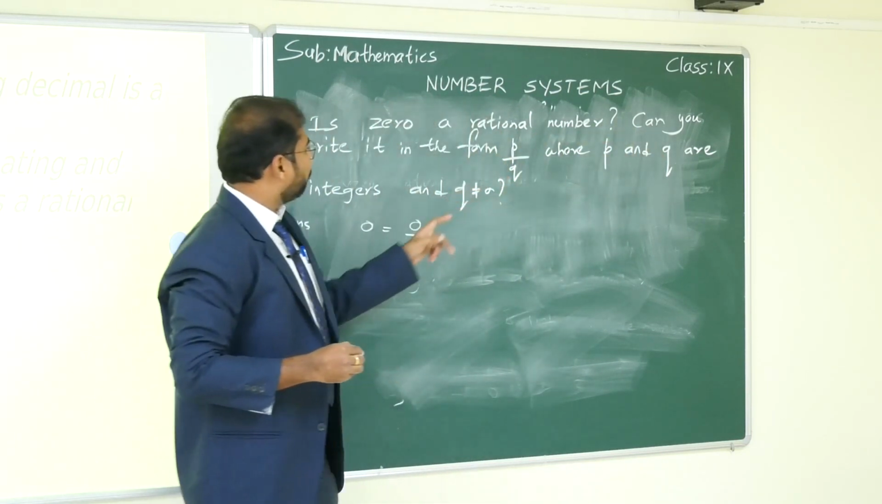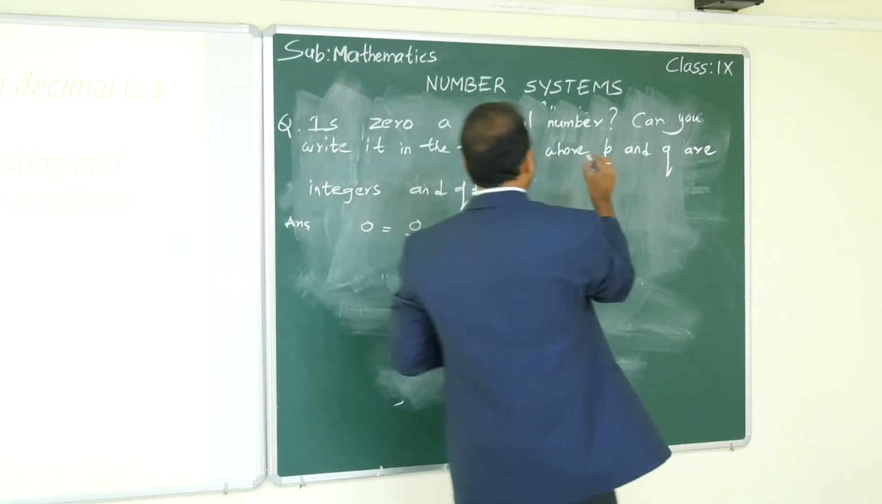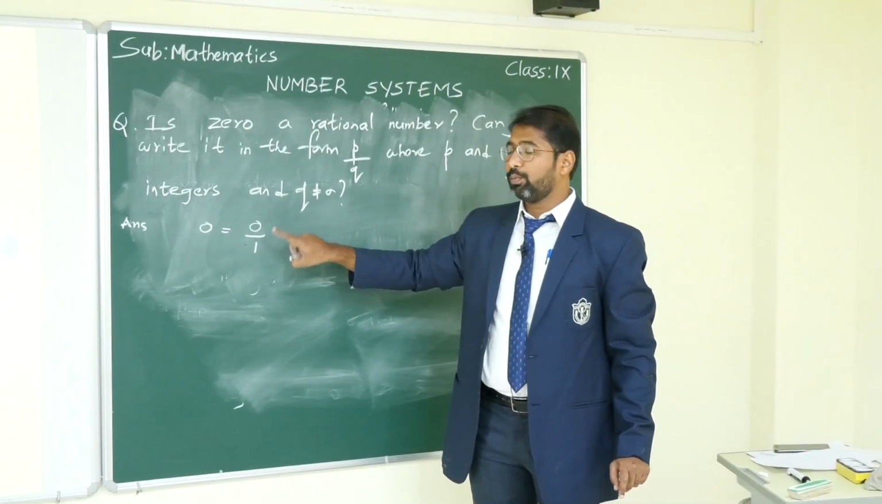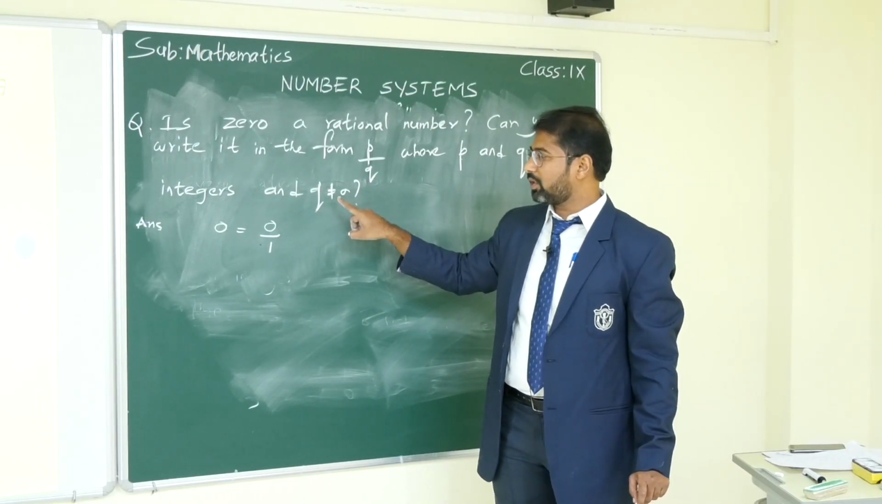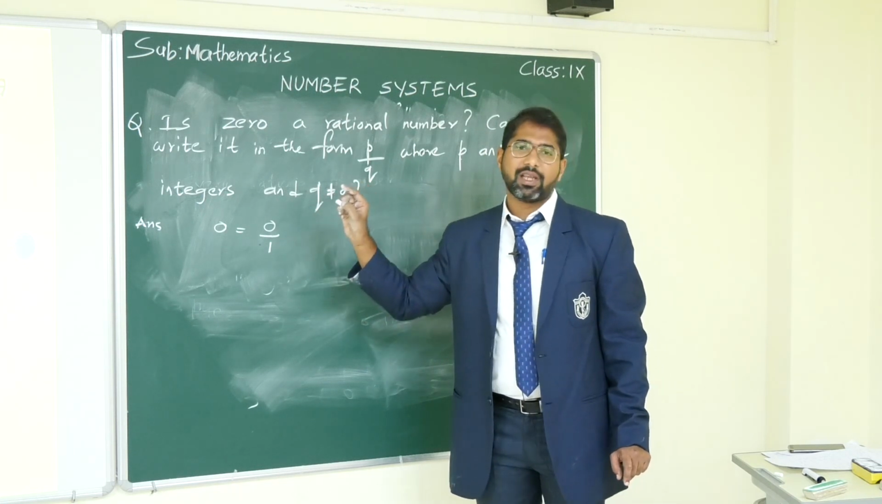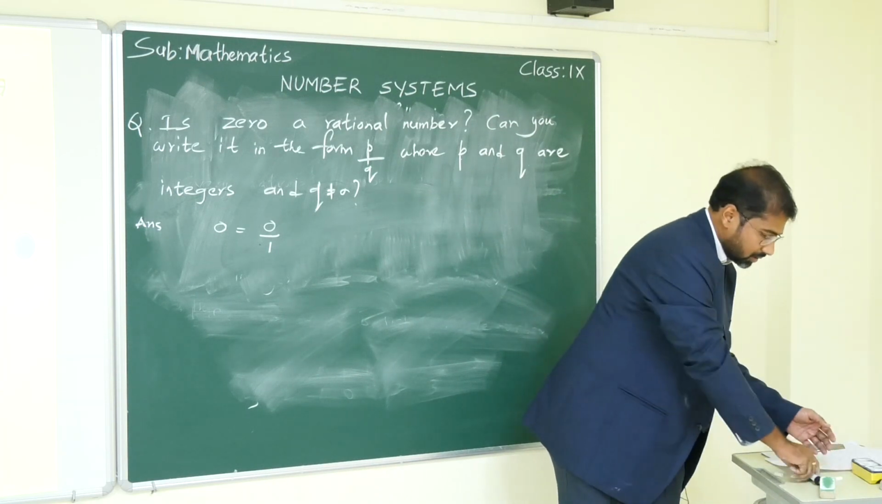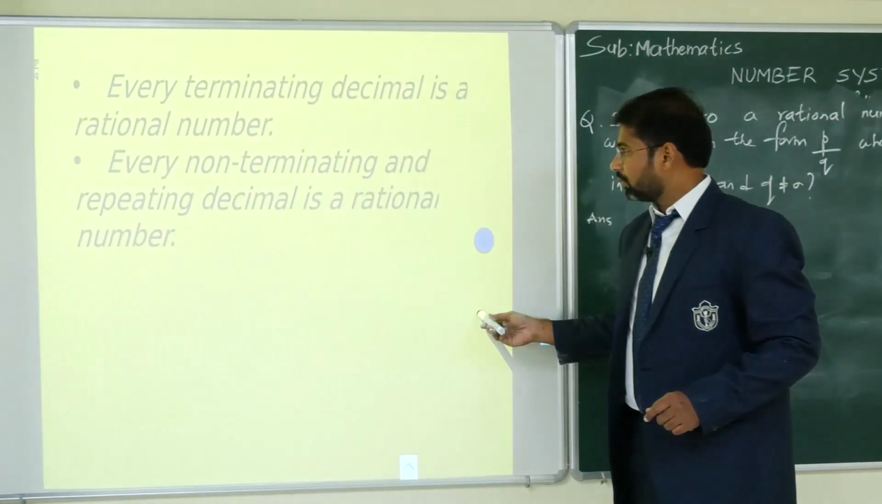Can you write it in p/q form? Yes, I wrote it in p/q form as 0 and 1, and the condition is, look, p and q are integers. Here p is 0 and q is 1. Both are integers, and one more condition is q should not be equal to 0. So here q is 1, which is not equal to 0. Therefore it is yes. Next, let us learn some more about rational numbers.